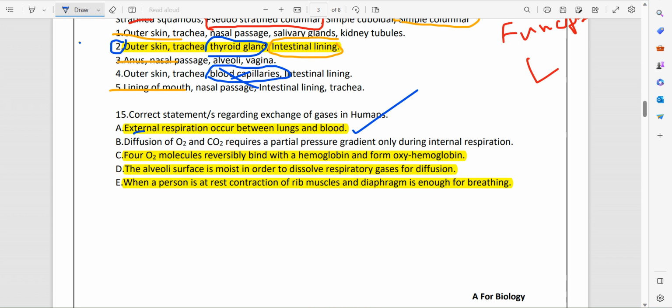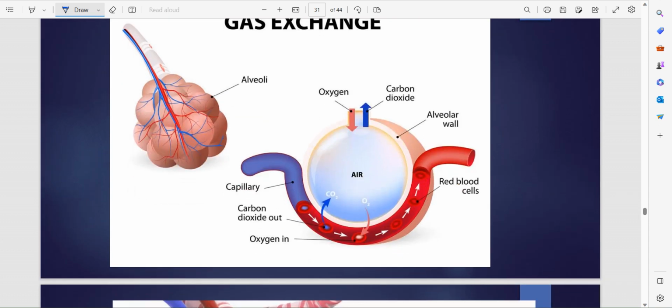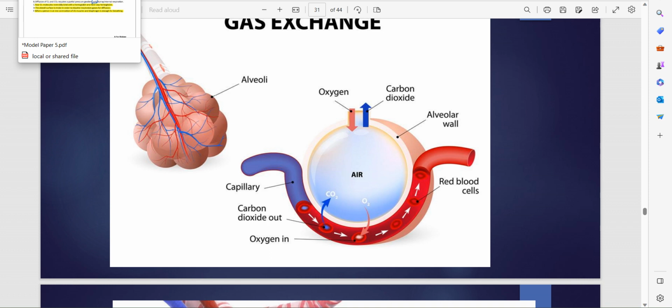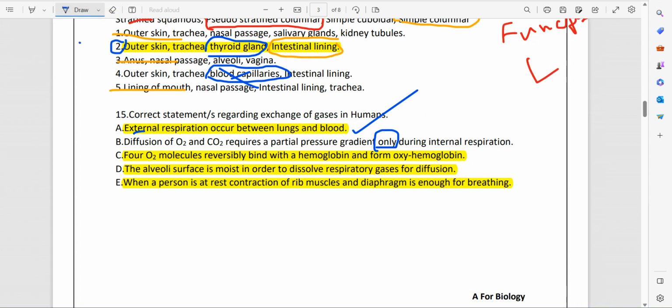B. Diffusion of O2 and CO2 requires a partial pressure gradient only during internal respiration. No. So diffusion is a passive form of transportation, and passive transportation always requires a gradient, either a pressure or a concentration gradient. So always, for something to go from one end to the other in a passive mode, they need a gradient. So keeping that in mind, you can't say it is required only during internal respiration. It is also required during external respiration.